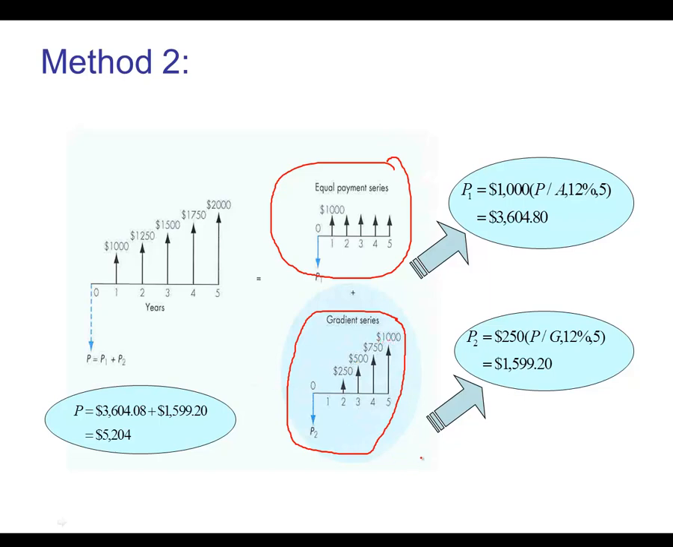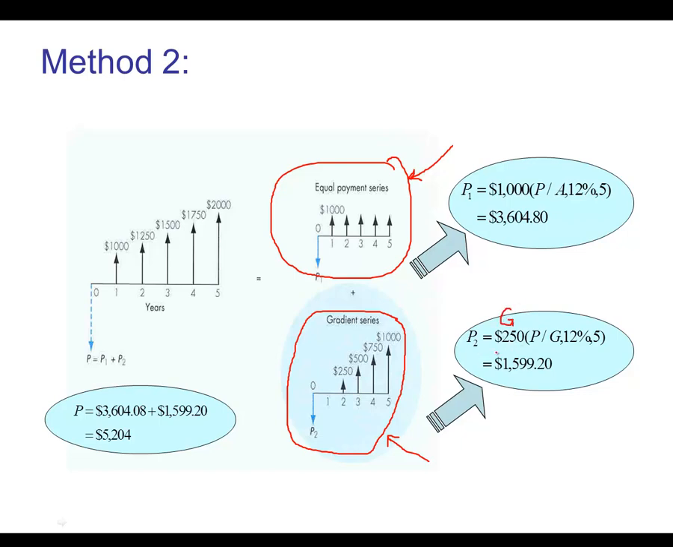So this will be the gradient, and this will be the equal payment series. For the equal payment series, we will use the equal payment formula. P is equal to A multiplied by the factor P given A with 12% rate and 5 years the number of periods, and that will equal to $3,604.80.